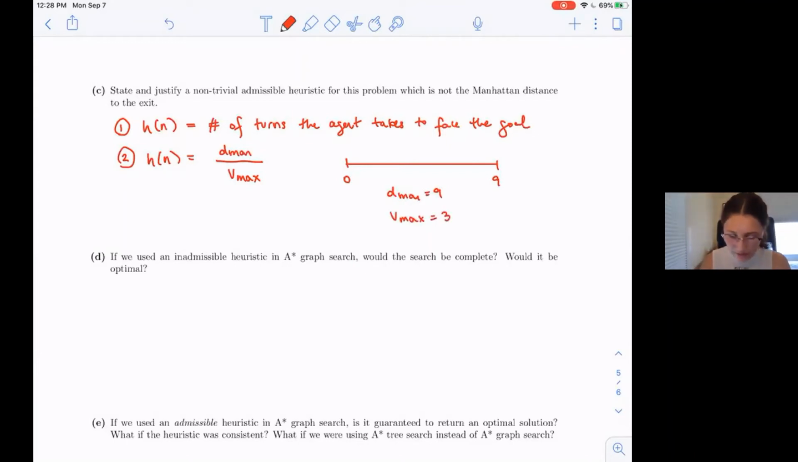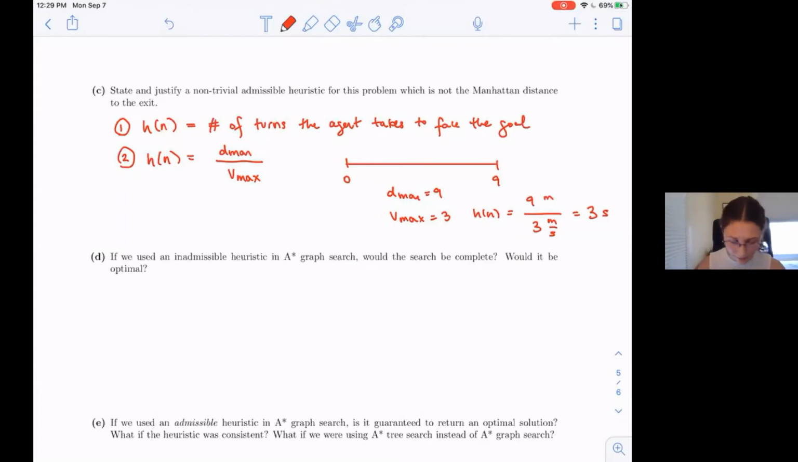If we look at this heuristic, h(n), we'll take 9, which is a distance length, so you can think of it as meters, for example. And v_max is a velocity, so it's something like meters per second. If you divide this, it gives us 3 seconds. Now, is 3 seconds an under-approximation of the total 6 seconds that it took us to get to the goal? Yes. And so this is an admissible heuristic.